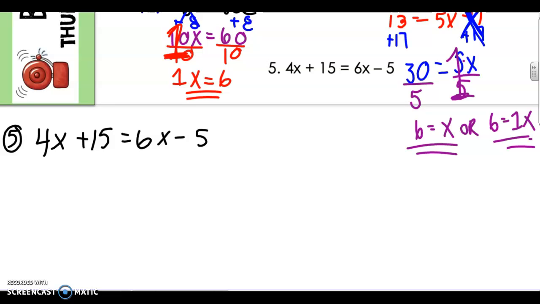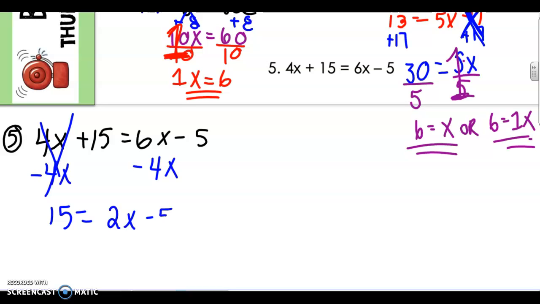I always like to look at my x's first. I'm going to move over the 4x because that's our smallest amount of x's. We have 4x and 6x. 4 is smaller than 6, so I'm going to subtract 4x from both sides. All right, these cancel out. We get 15 equals, I'm not going to write the 4x at the end here. I'm just going to do the subtraction. So 6x minus 4x is 2x, and then we have to bring down that minus 5.